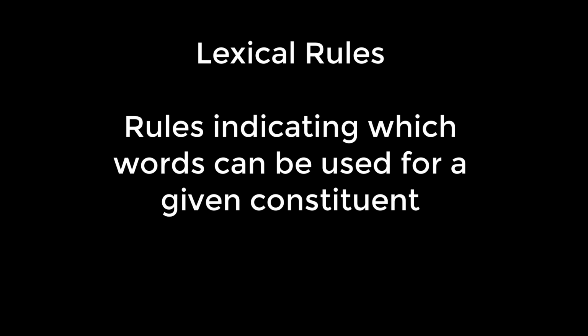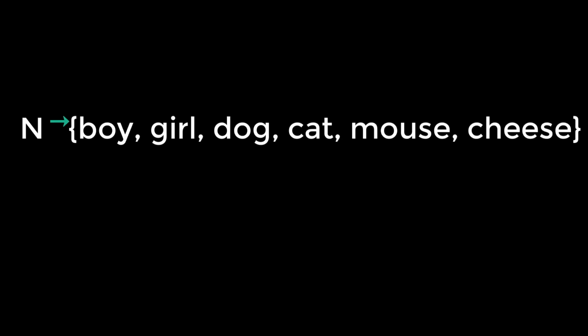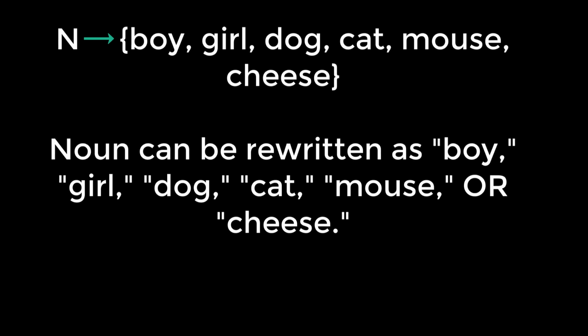Lexical rules. In addition to PS rules, we also have lexical rules, which indicate which words can be used for a given constituent. So an example of a lexical rule is N → curly brackets: boy, girl, dog, cat, mouse, cheese. This rule says that noun can be rewritten as boy, girl, dog, cat, mouse, or cheese.